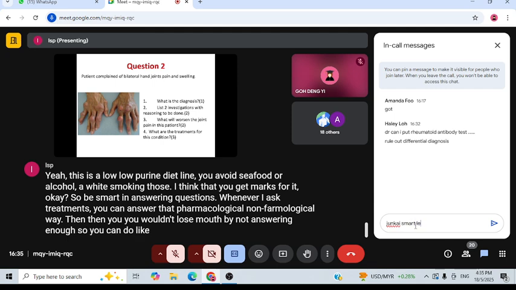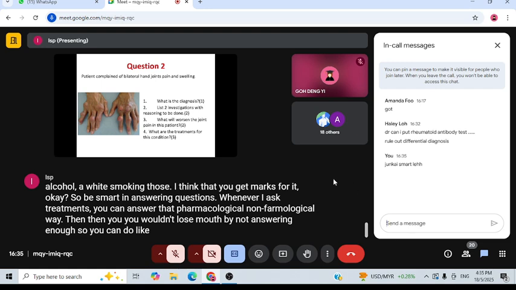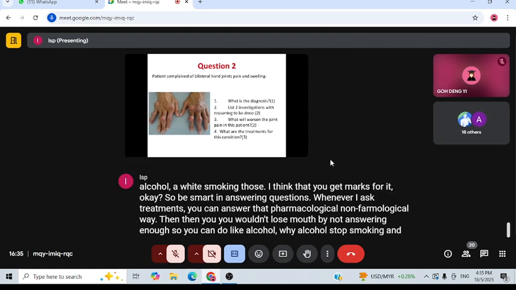So you can say: low alcohol, avoid alcohol, stop smoking, and low purine diet.